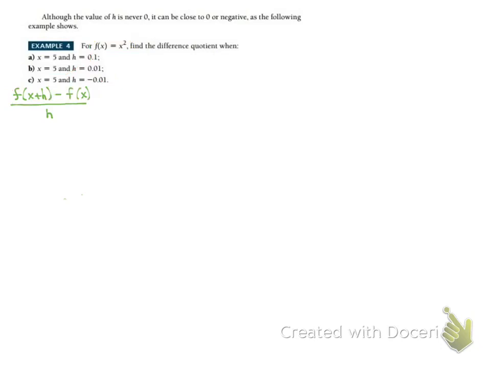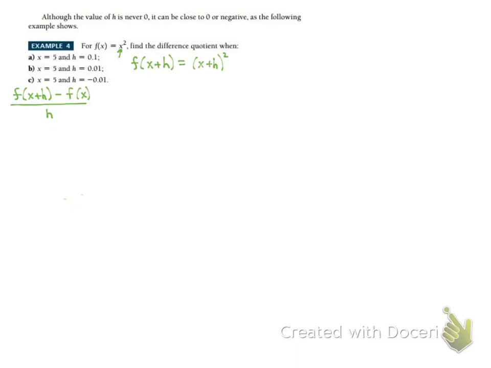First of all, what's f of x plus h equal to? Well, to find that, we just take our function f of x equals x squared, but instead of evaluating at x, we evaluate that function at x plus h. So f of x plus h, we just plug x plus h in for x, and so we would get x plus h squared.